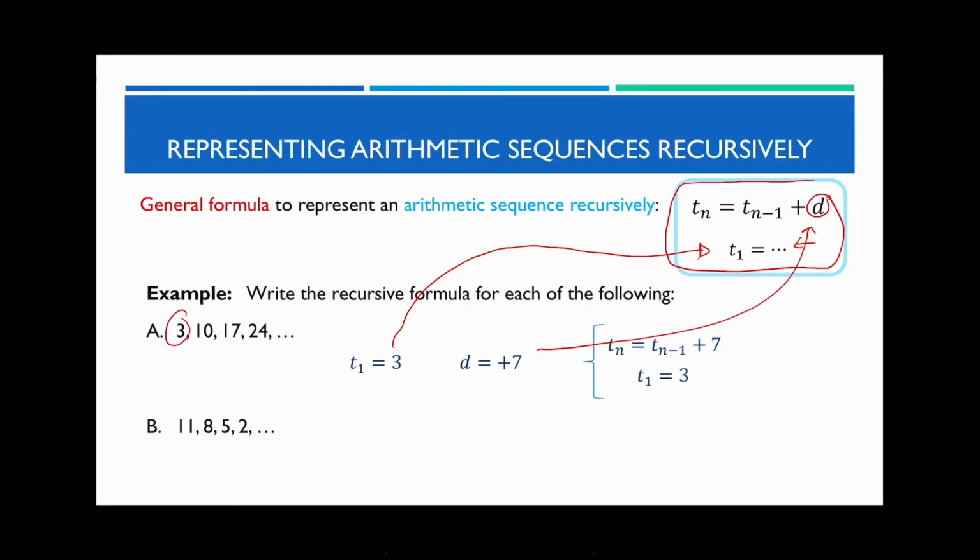Do the same thing for part B. In this case, my first term is 11. The common difference goes down by 3, so D is equal to -3, and substitute the values in. Therefore, this is the recursive formula for this particular arithmetic sequence. Remember, you only need to know 2 things in order to find all the terms in the sequence.